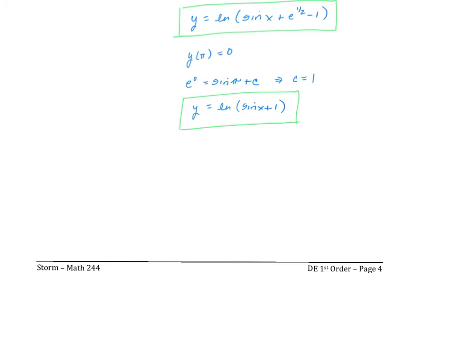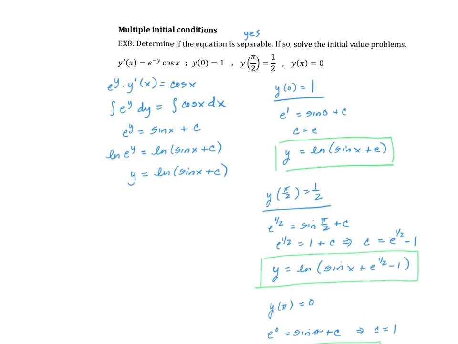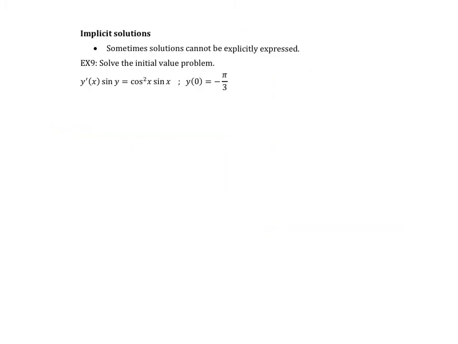Now, sometimes it is easier to not solve a differential equation explicitly for y. So let's go back up to our general solution. Maybe I would have preferred to keep it as e to the y equal to sine of x plus c. So that would be an implicit solution because I haven't explicitly solved for my y value. That's what we're going to talk about next. We're going to talk about implicit solutions because sometimes it's actually easier to leave solutions as implicit.